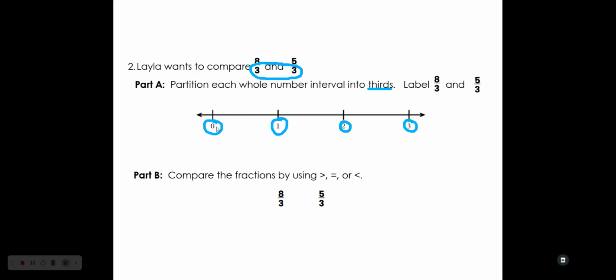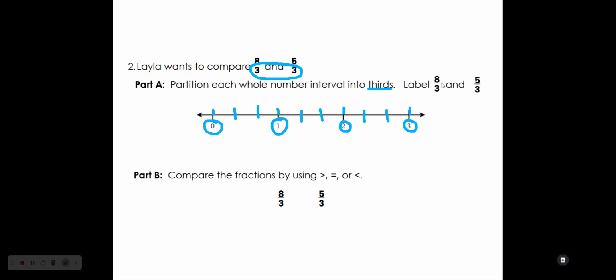So first, I'm going to focus in between the 0 and the 1, and I'm going to partition into thirds. There are my thirds. There are my thirds. There are my thirds, okay? Now, it wants me to label 8/3 and 5/3. Now, this depends on how comfortable you feel. Do not forget this tick mark, right? These are also fraction tick marks, okay?